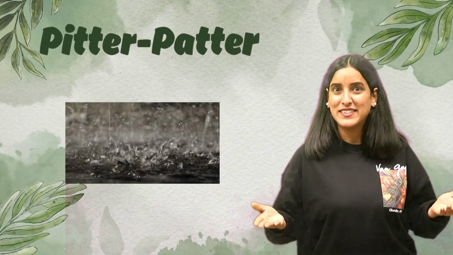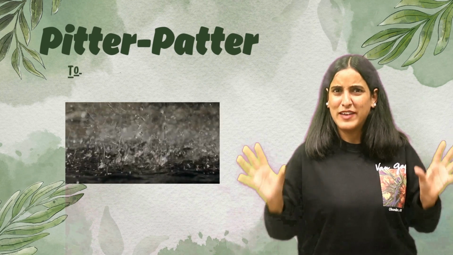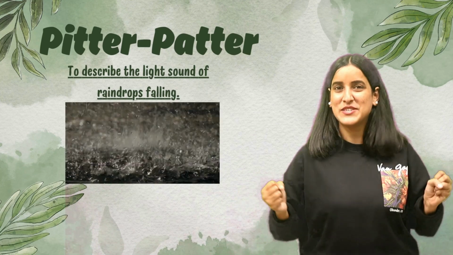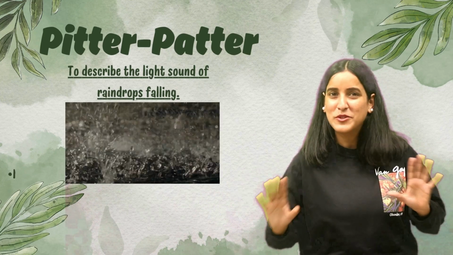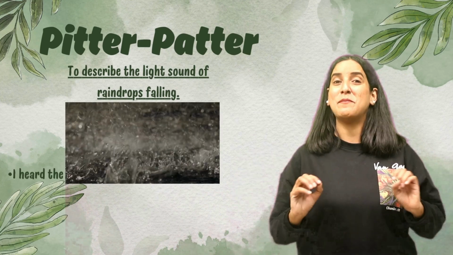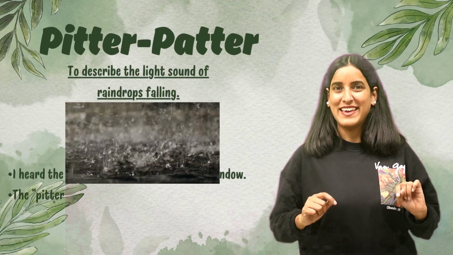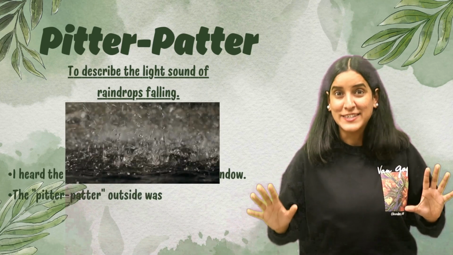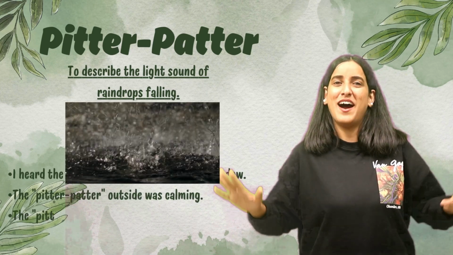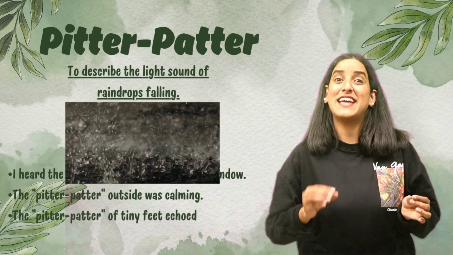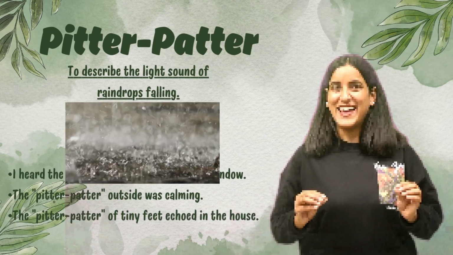Let's see if you can guess this sound. What do we call this sound? You know, it's a sound of light rain, right? We call it pitter-patter. Now this word is used to describe the sound of raindrops which are falling. For example, I heard the pitter-patter of rain on the window. Yes, the pitter-patter outside was very calming. The pitter-patter of tiny feet echoed in the house, right?